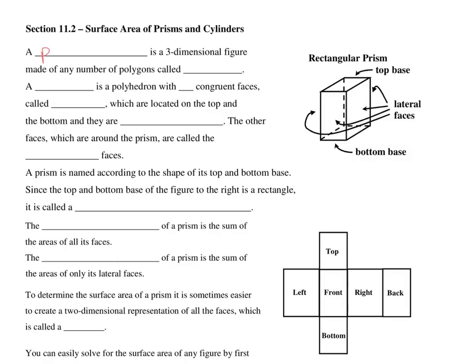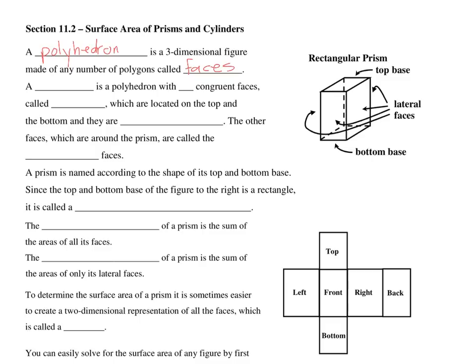A polyhedron is a three-dimensional figure made up of any number of polygons called faces.